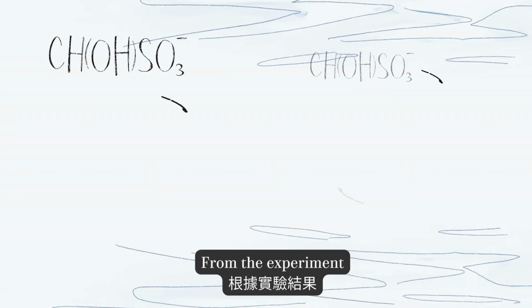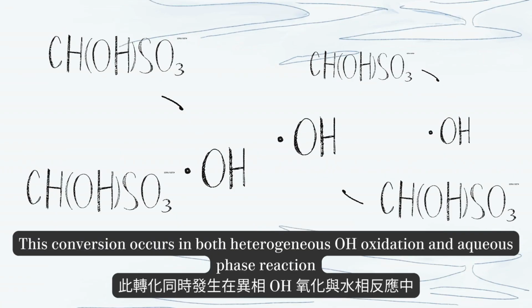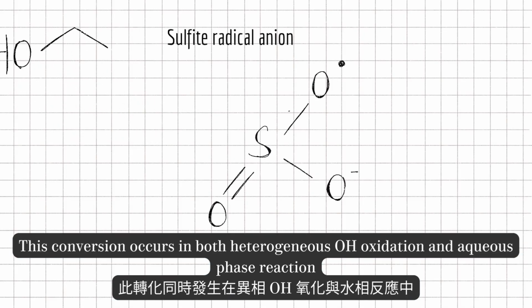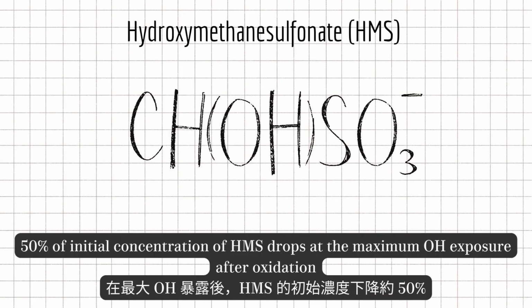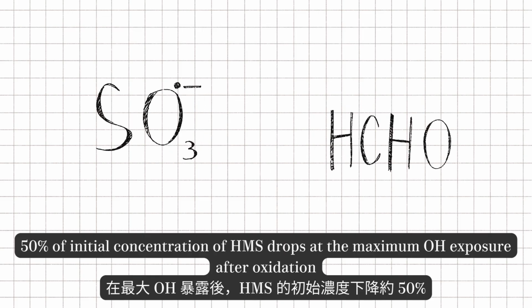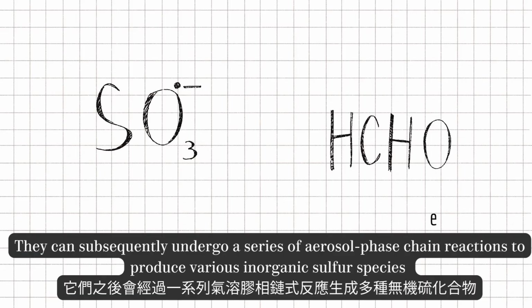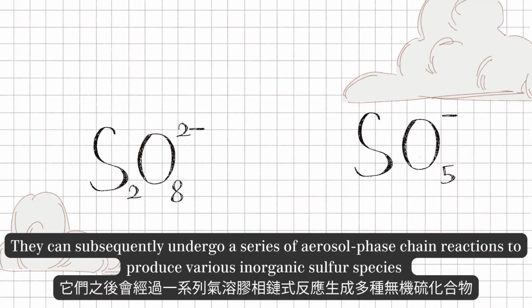From the experiment, organic sulfur will become inorganic sulfur. This conversion occurs in both heterogeneous OH oxidation and aqueous phase reaction. 50% of initial concentration of HMS drops at the maximum OH exposure after oxidation. Formaldehyde will then form upon oxidation. They can subsequently undergo a series of aerosol phase chain reactions to produce various inorganic sulfur species.